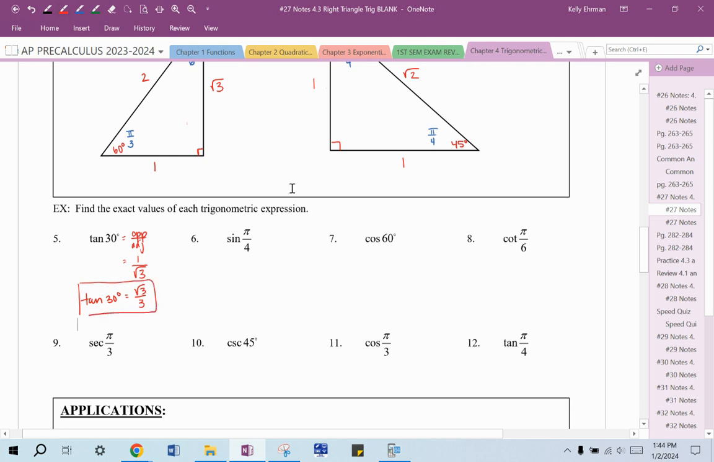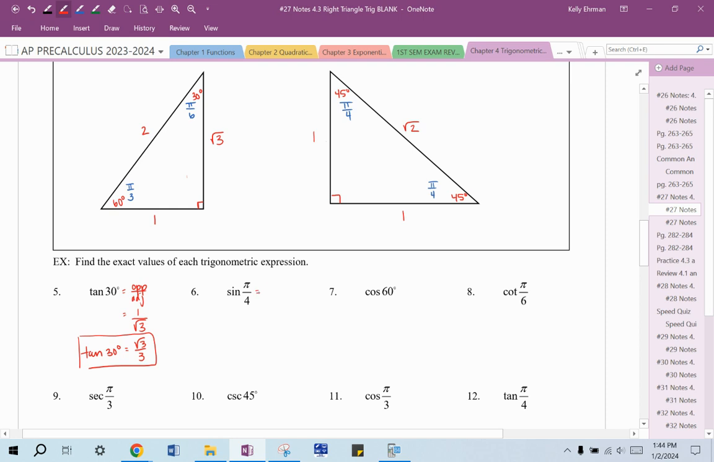The sine of pi over 4. So remember, sine is opposite over hypotenuse. Pi over 4 is 45 degrees. It doesn't matter which angle you look at, they're the same. So opposite of the pi over 4 is 1. Hypotenuse is radical 2. So the sine of pi over 4 rationalized is radical 2 over 2.